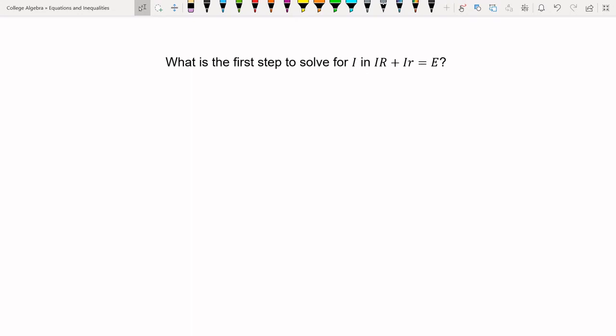This is less of an application problem and more of understanding how to do algebraic manipulation. If we're trying to solve for I, meaning we need to get I by itself, right now there are two I's in this equation. We have to have only one to solve for it. So how do we get the I's by themselves? Well, I little r plus I big R times R plus I little r equaling E. Let's think of it like this.